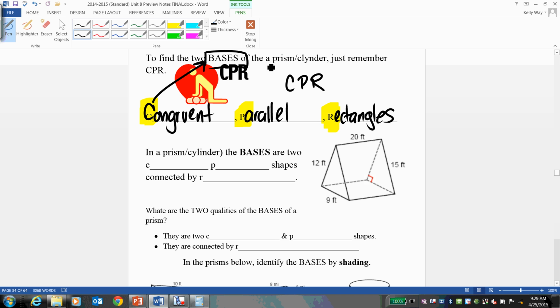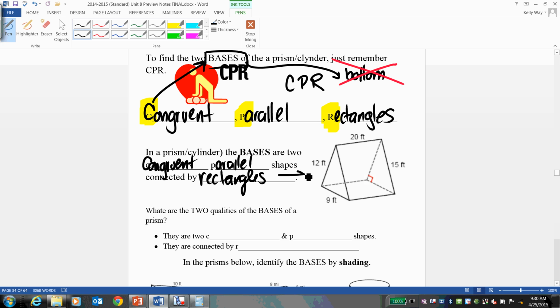Bases do not mean bottoms. It's very important that you understand that bases are not always the bottoms. Write the word bottom and cross it out. Bases and bottom are not equivalent. In a prism and a cylinder, the two bases are congruent, parallel shapes, and are connected by rectangles.